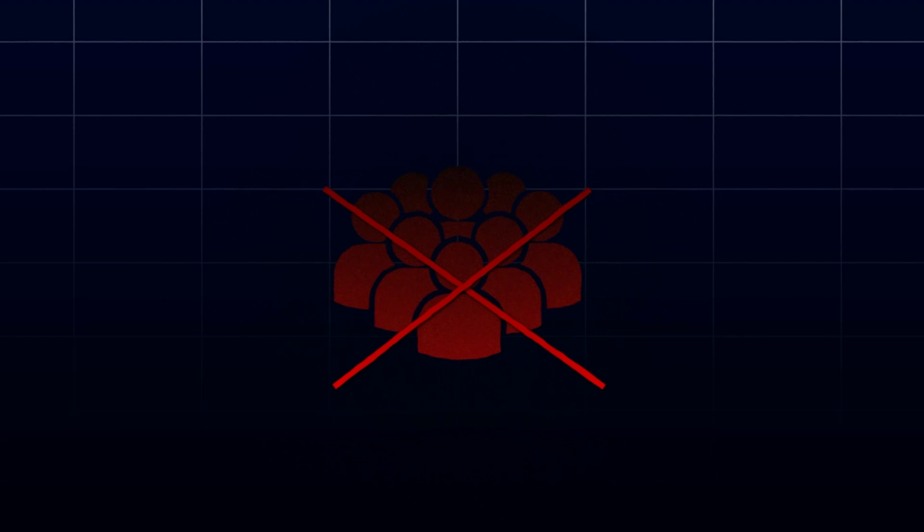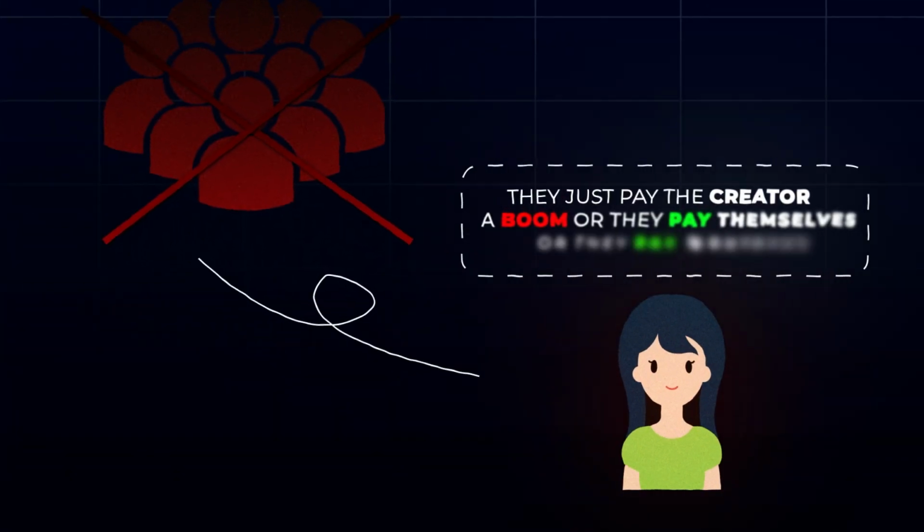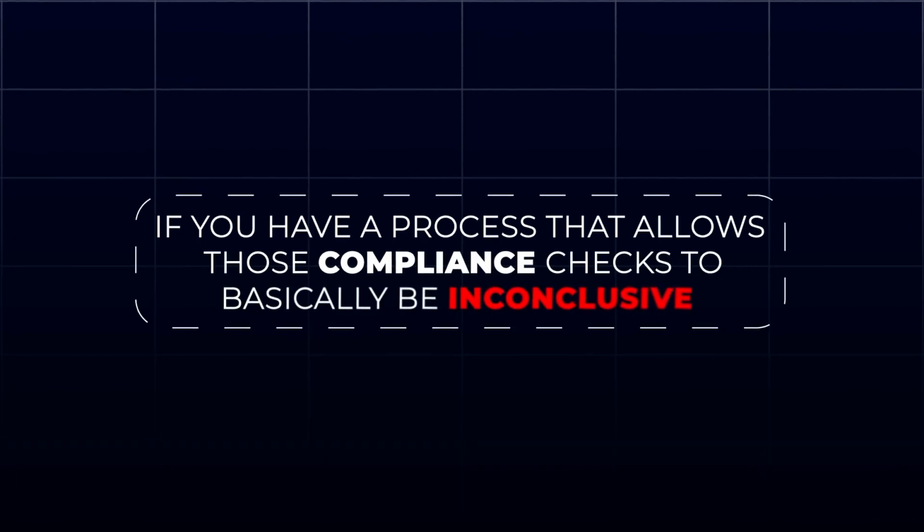When the funds arrive, what a lot of people do and where a lot of people go wrong is that they just pay the creator, boom, or they pay themselves, or they pay whatever. Now, that allows the compliance teams to basically understand, okay, cool, so you've withdrawn from OnlyFans and paid girls. You're an OnlyFans agency, we don't do that, sorry. If you have a process that allows those compliance checks to basically be inconclusive and then not have an answer on where funds are or going, that really is an indestructible way to bank the funds.